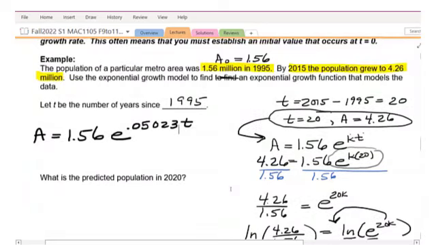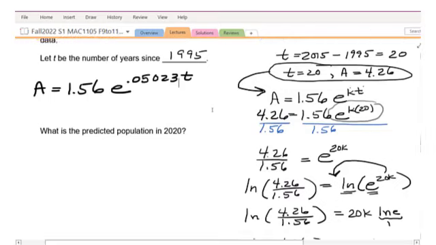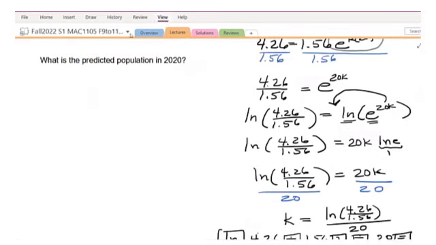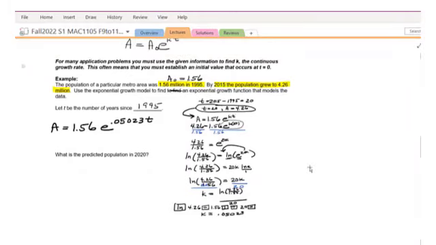So if they give you the starting amounts and then the population in another year as well, you can find k for yourself and write your own exponential growth model. All right, the next part of this question, let me shrink this a bit. Hold on one second. Okay, so the next part of this question is, what's the predicted population in 2020? All right, so what's that asking us to do? Very good. I couldn't have explained it better myself.